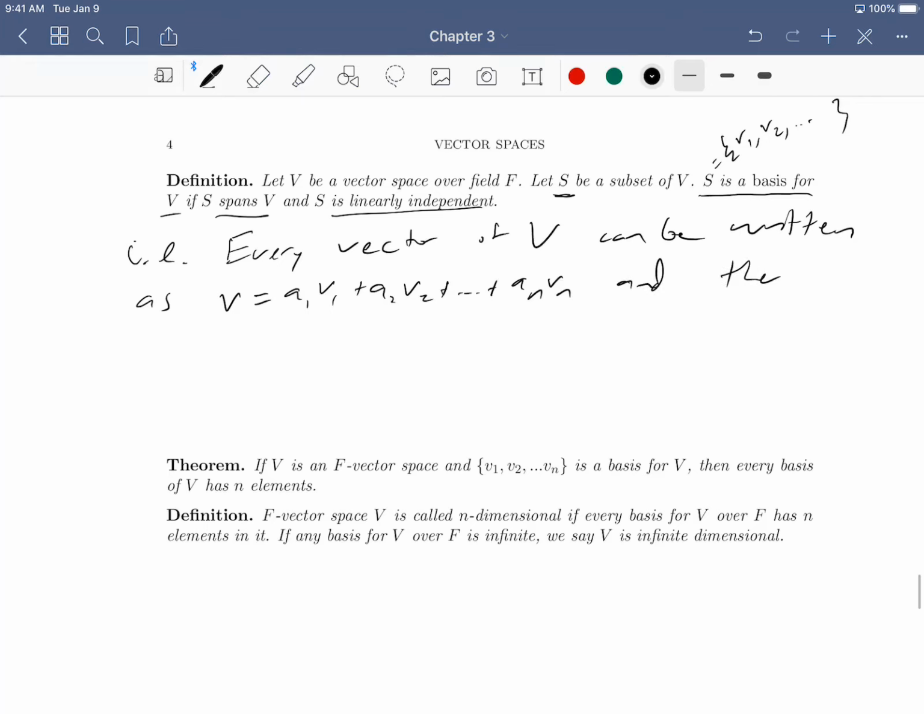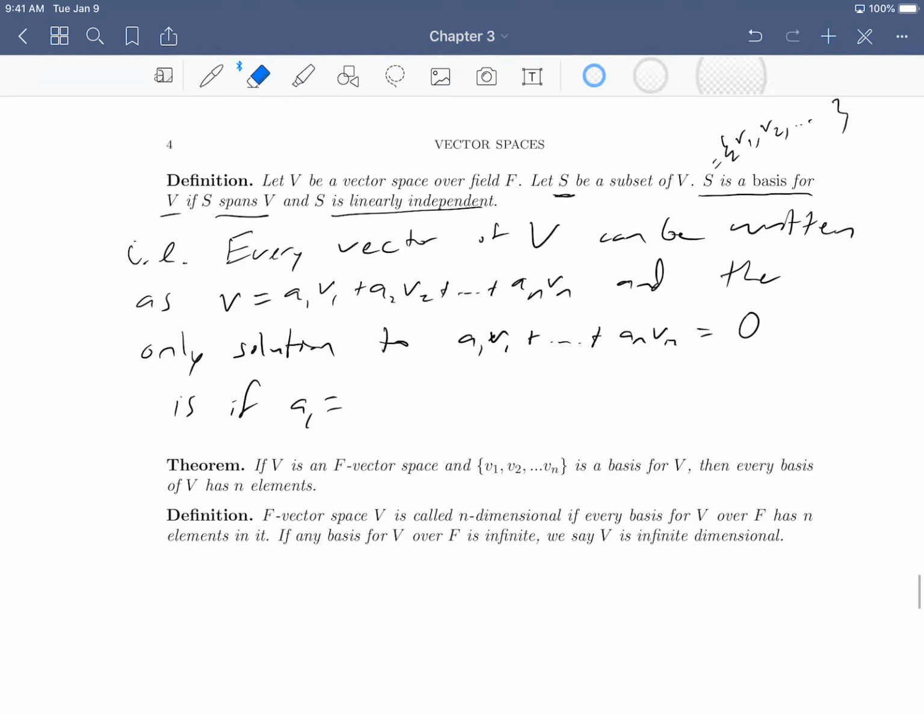And moreover, it has to be linearly independent. So the only solution to a1 v1 plus dot, dot, dot, all the way up to an vn equal to 0 is if a1 and a2 and a3 and all of them up to an are 0. It's that trivial solution.